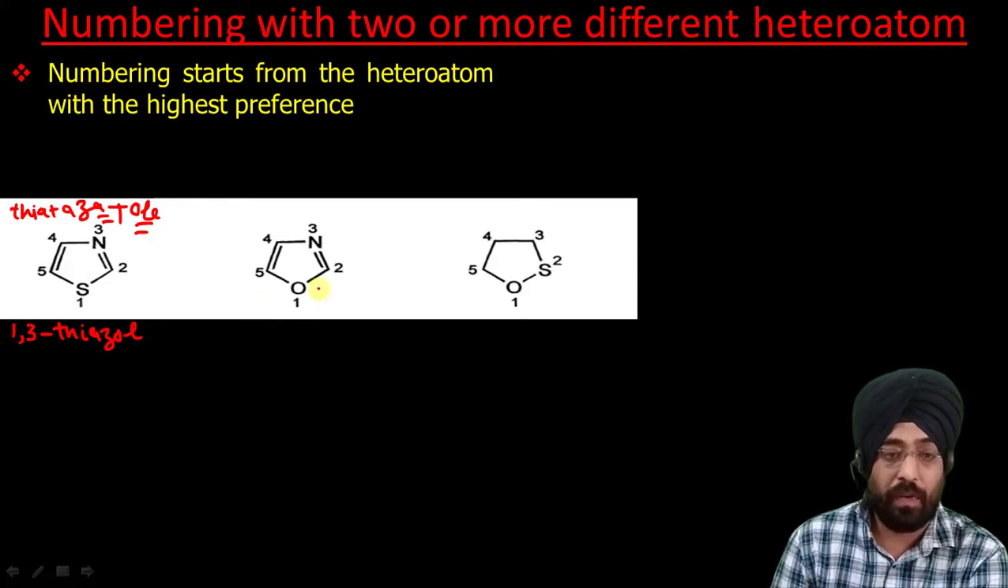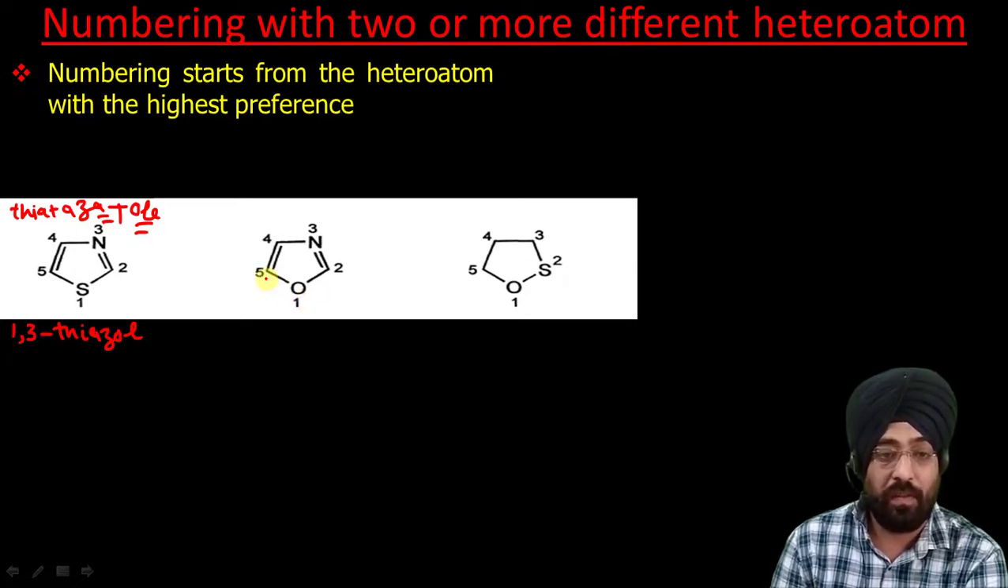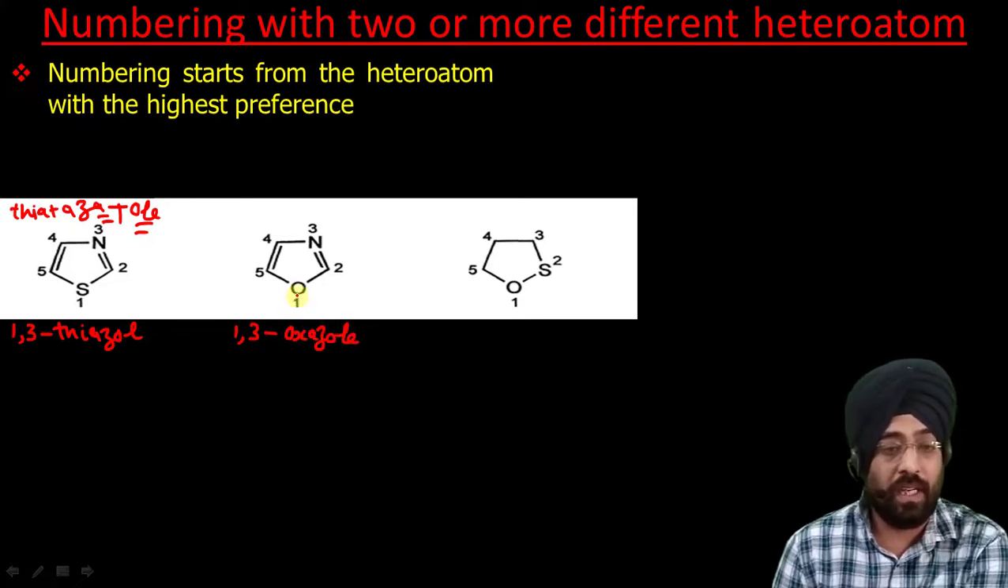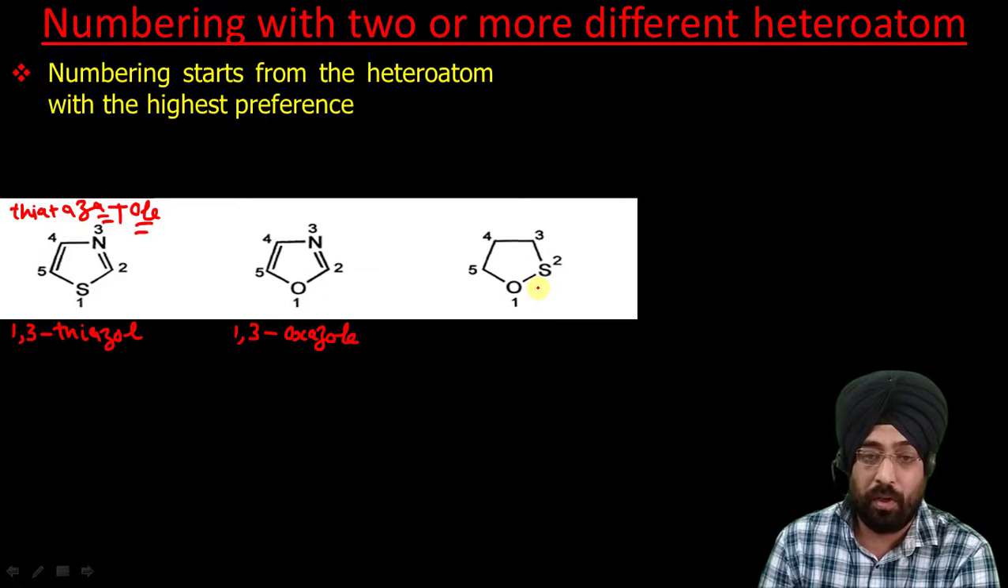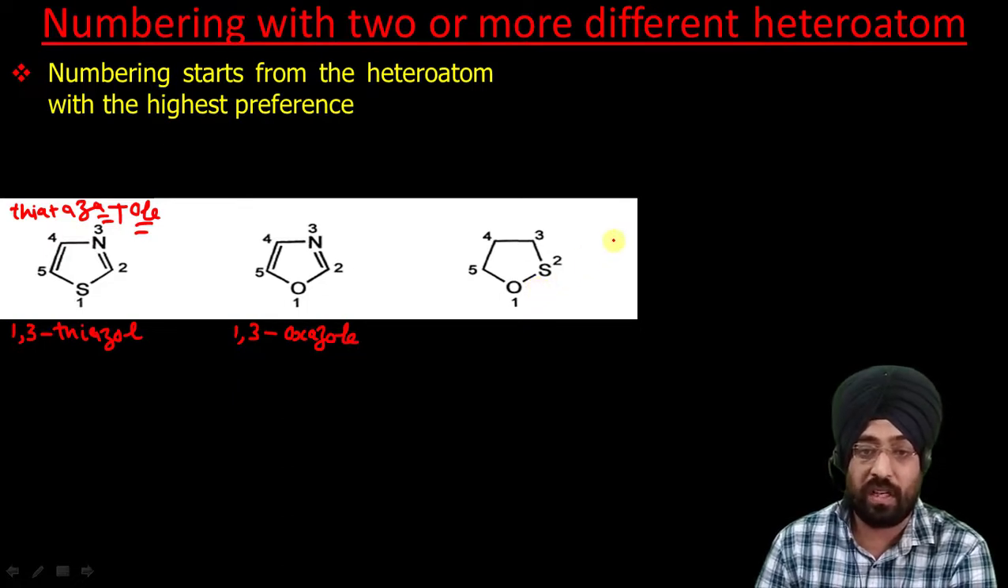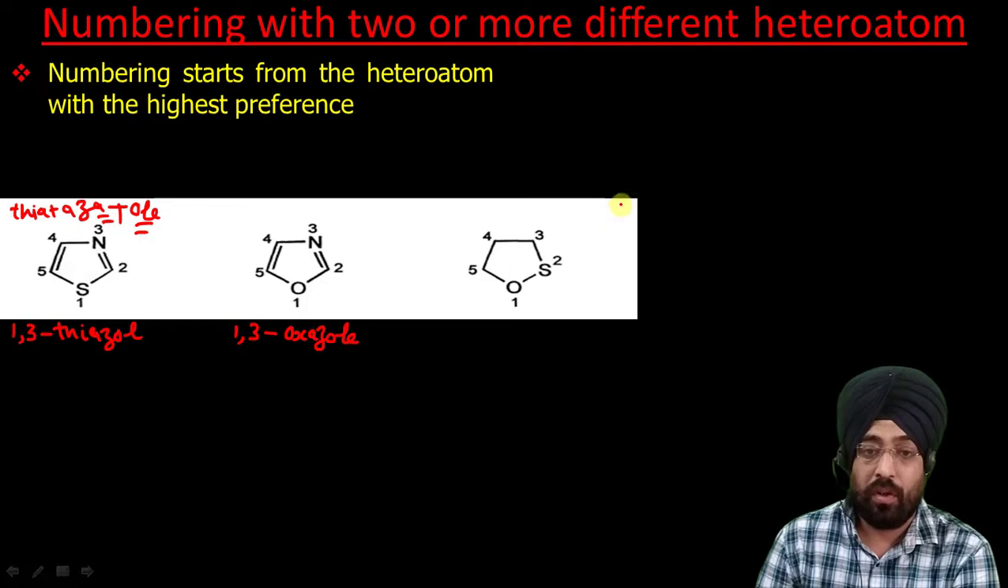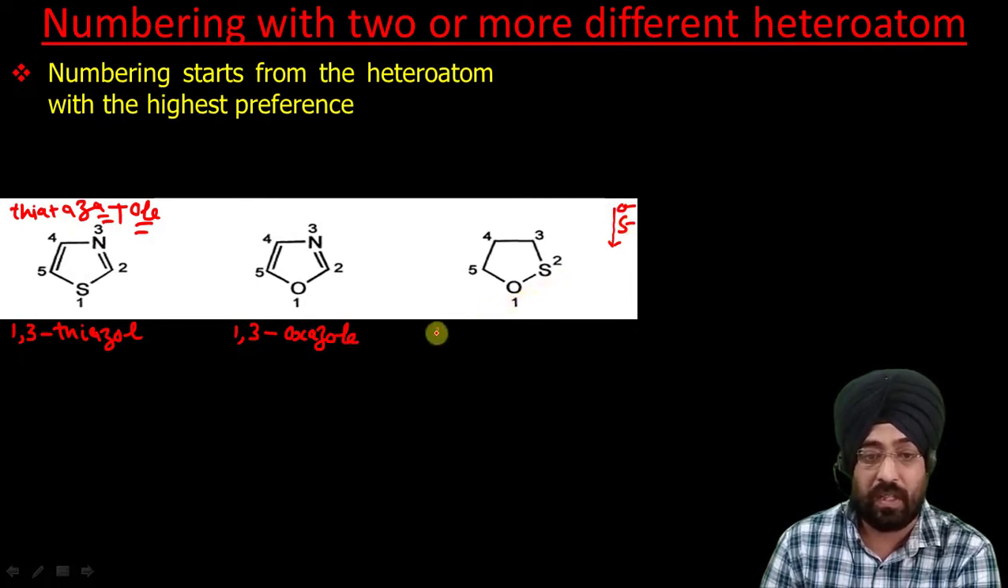Similarly, you can name this compound. Oxygen will get higher preference than nitrogen, so we have to start numbering from oxygen, 1 2 3 4 5. So its name will be the same, 1,3. Now instead of thia we have oxa, oxazole, that will be its name, 1,3-oxazole. Now in this compound, oxygen and sulfur both belong to the oxygen family, but oxygen comes first. Because oxygen, sulfur, as you go down the table, first oxygen then sulfur, so they are at first position and second position.